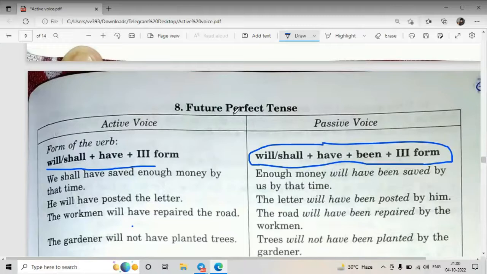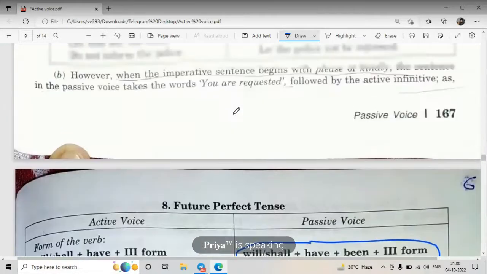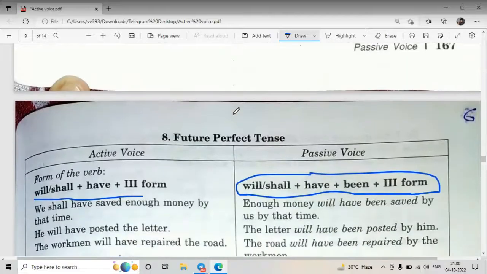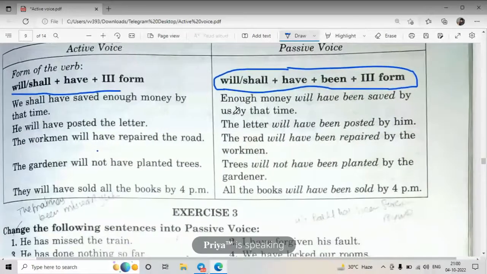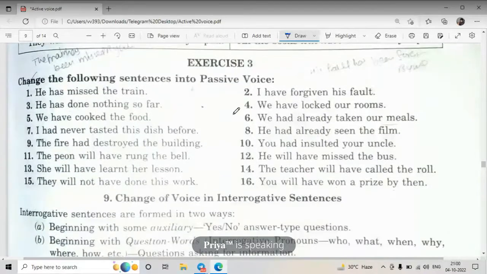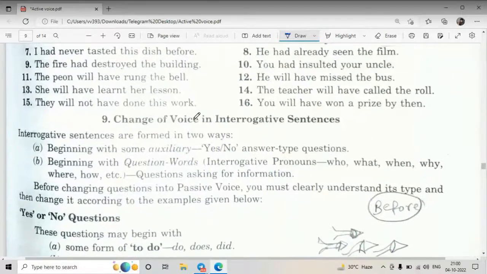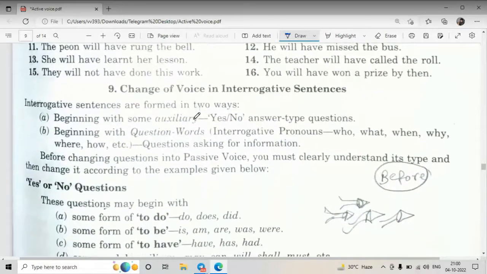So that's good. Anyone else who would like to make a sentence? Yes, you are welcome. He will have received the letter. This is the active voice. And the passive voice is, the letter will have been received by him. Yes, that's a good sentence. Thank you, sir. Okay, anybody else?